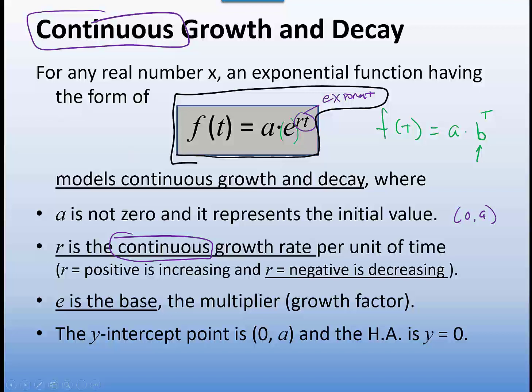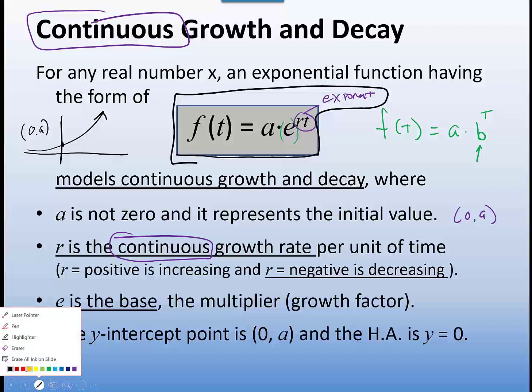Otherwise, it's going to be very similar. It grows exponentially, something like that. That point there is 0, a, and so we have a horizontal asymptote at 0. That's our horizontal asymptote. So those two things, the graph, the asymptote, the starting point are all exactly the same as the standard exponential function we studied before.